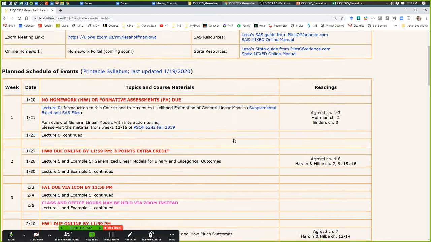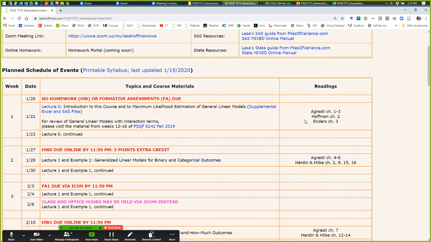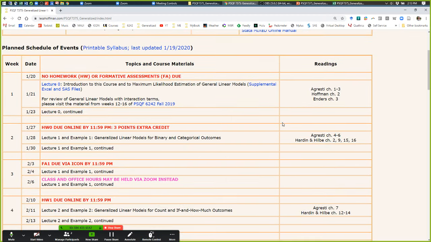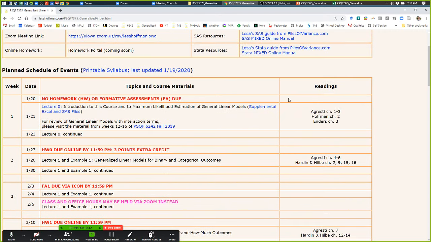In terms of those readings, I have a couple chapters from my book as well as from Craig Enders' Missing Data book that refer to maximum likelihood. The textbook for the class, let me tell you about this. It's an Agresti book. I picked it for two reasons. I found it online for $15, and I thought that was a good deal. And it has R code in it. Because I'm not an R person and several of you are, I thought that was good. I thought that would be nice.